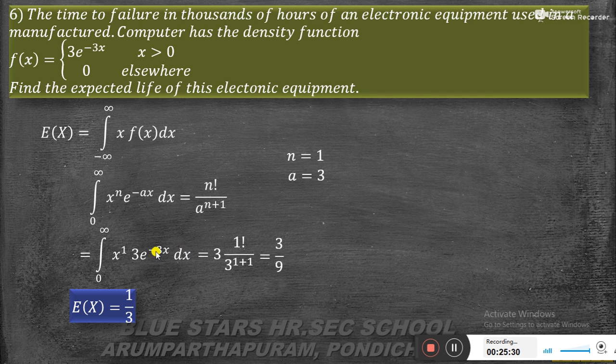Next, e power minus ax means a equals 3. So I substitute: n factorial is 1 factorial, by 3 power 1 plus 1, which is 3 square. So 3 by 3 square is 3 by 9, which is 1 by 3. Therefore the expectation of x equals 1 by 3. Therefore E of X equals 1 by 3. This is the answer for the mean, and the answer for this problem.